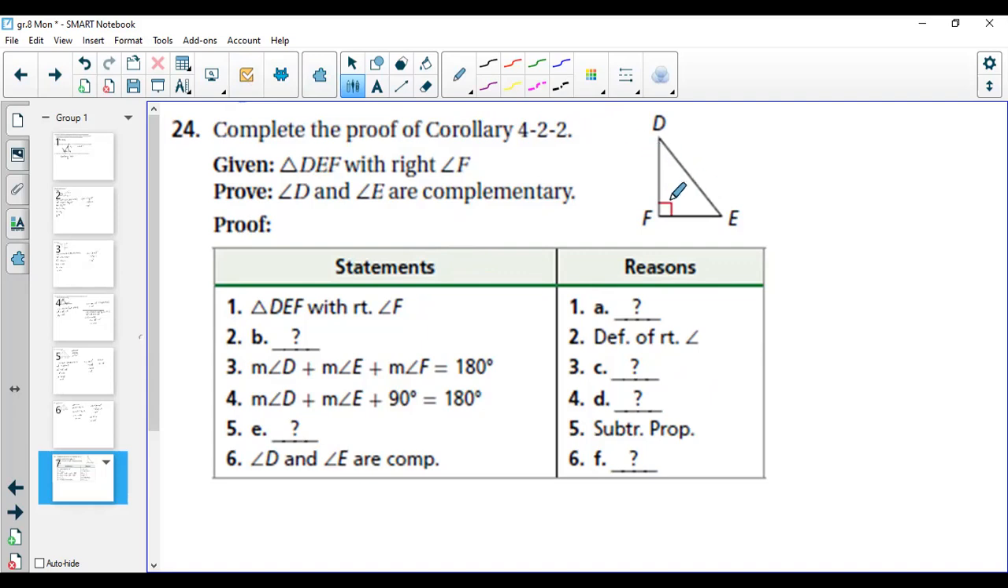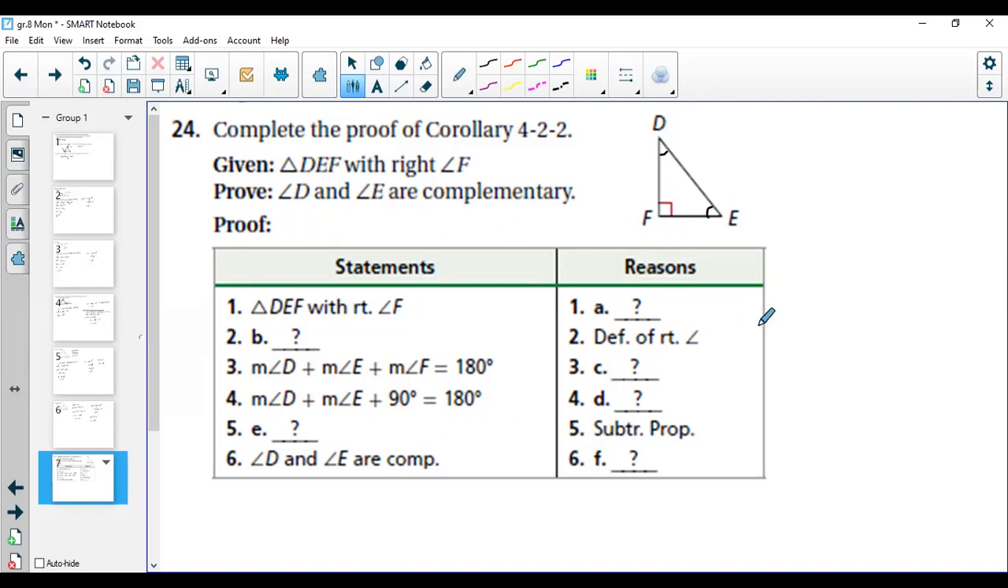And the corollary for 4.2.2 was the acute angles in a right triangle are complementary, right? Which means these two angles, when you add them, should give you 90 degrees. All right. So what is given for you? They have given triangle DEF with right angle F. So prove angle D and angle E are complementary, which means 90 degrees.